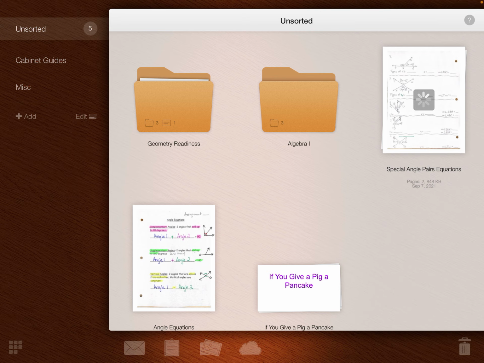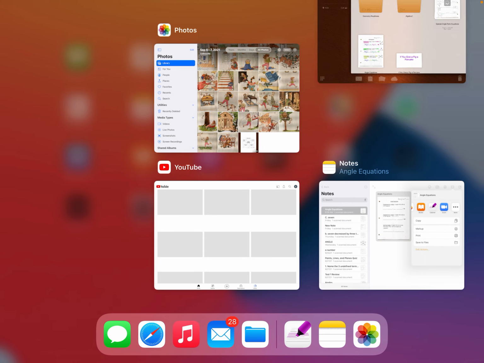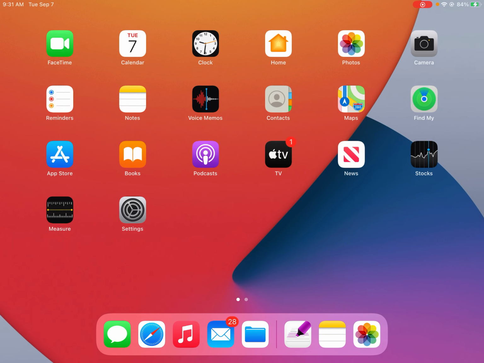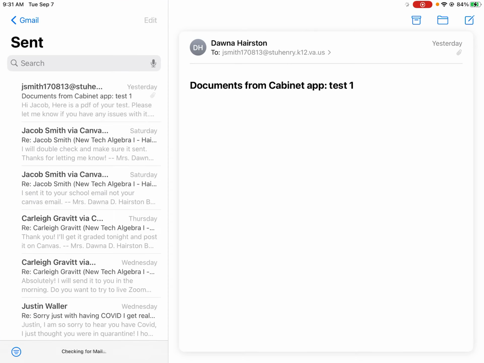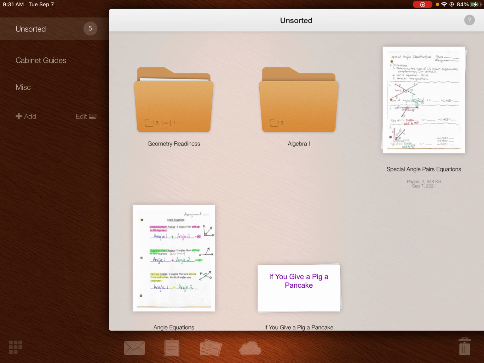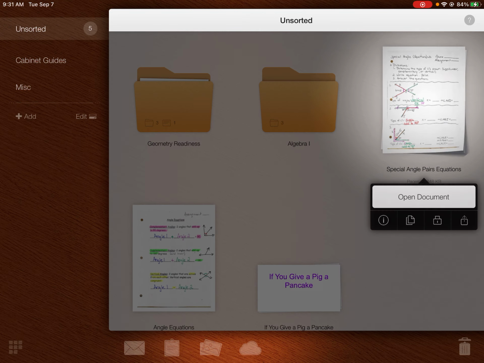And Canvas or Cabinet does not like me switching documents. So let's try this again. Happened to me last time too. Oh, come on, Cabinet. Let's go. Let's see. Let's just open up something else. Cool. There we go. Cabinet getting itself together.